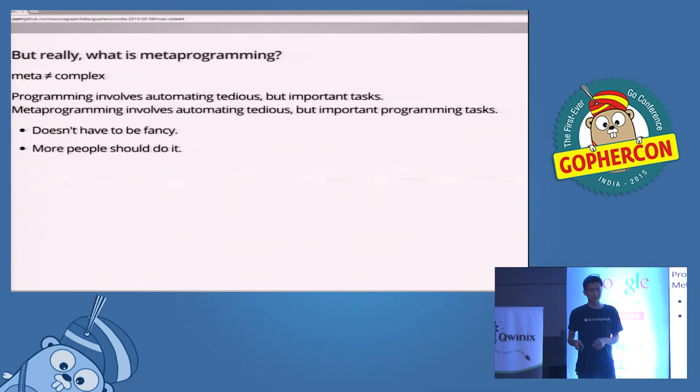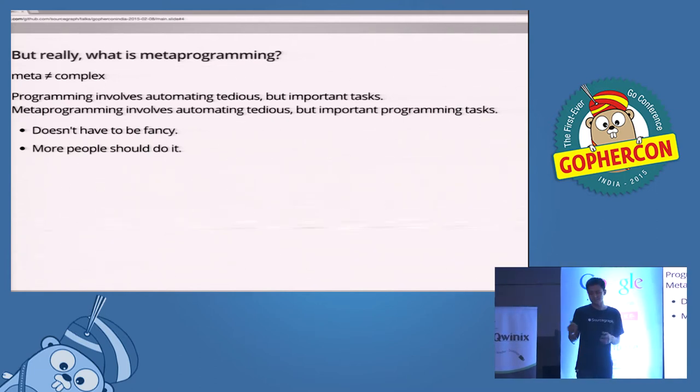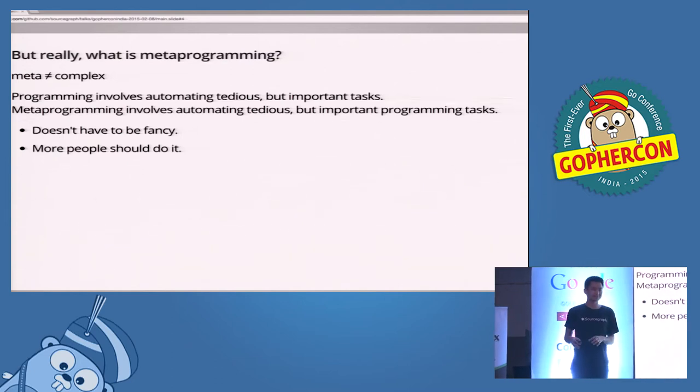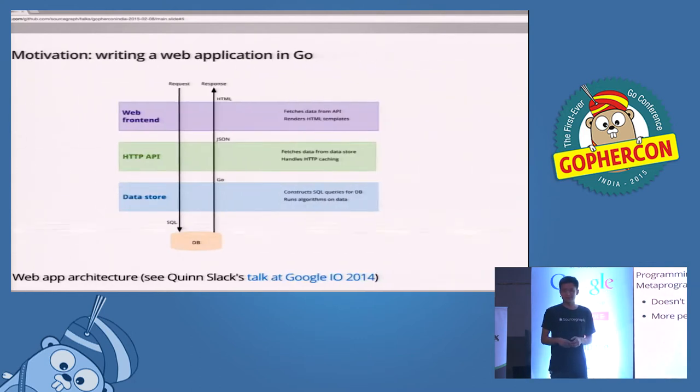But today I want to challenge the notion that meta necessarily implies fancy. And in particular, when you think about what we do as programmers, a lot of what we do is automating tedious but important tasks by writing instructions to a computer so that the computer can do it, so that we don't have to get a human to do it. And all metaprogramming is automating tedious but important programming tasks that happen to be related to the art and craft of programming. It doesn't have to be fancy. It's actually quite easy to do, especially in Go, and more people should do it.